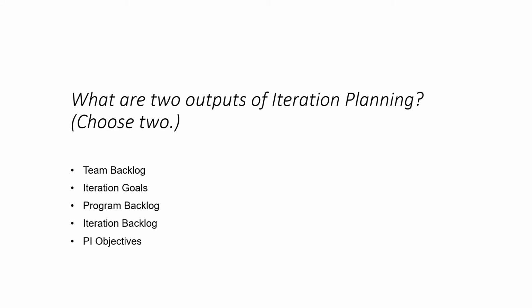The next one is, what are the two outputs of iteration planning? We have to choose two here. So iteration planning, as you know, is nothing but sprint planning itself. All right. So if you look at the options, I think this is clear enough. Team backlog, iteration goals, program backlog, iteration backlog, PI objectives. Of course, we are talking about iteration. So the two important things are iteration goal, which is sprint goal, and the second one is iteration backlog, which is sprint backlog. So these are the two correct answers.